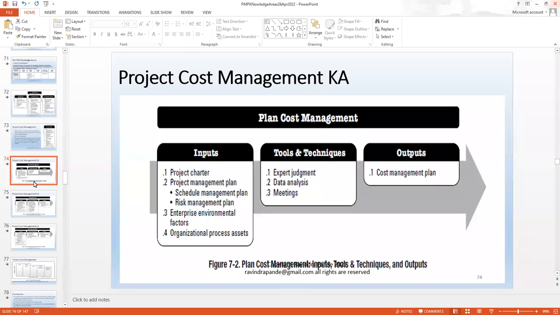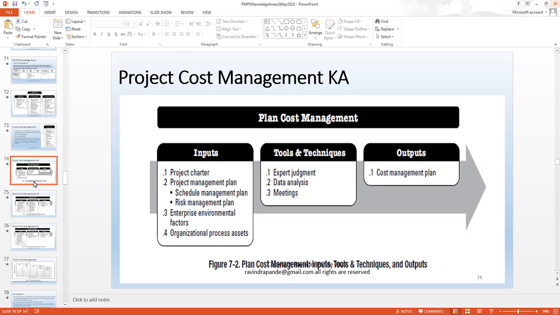But overall, the inputs are project charter, schedule management plan, risk management plan, and EEFs and OPAs. So this makes our input for plan cost management. So basic cost management planning is based on the charter, the agreement, the schedule management plan and risk management plan. Schedule management plan also includes resource names, resources attached, or resources devoted to your project, part-time, full-time, and all those different types of engagements we have. Those get reflected accordingly on your cost management plan.